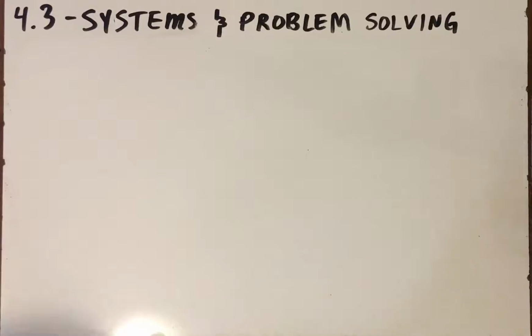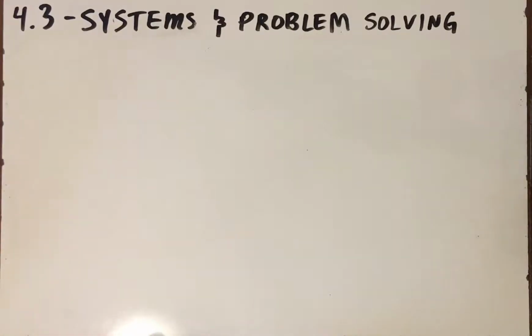This is 4.3, which is the material of solving systems of linear equations using problem solving, which is really just a fancy way of saying story problems. Okay, so story problems. What do we want to do here? Well, first of all, I just want to talk about different types of story problems that you might see. The first type would be direct translation.